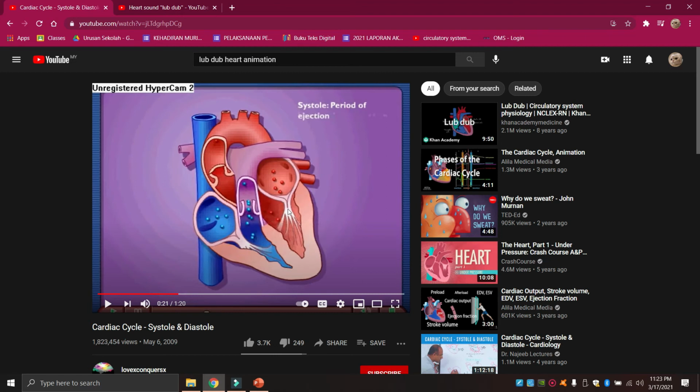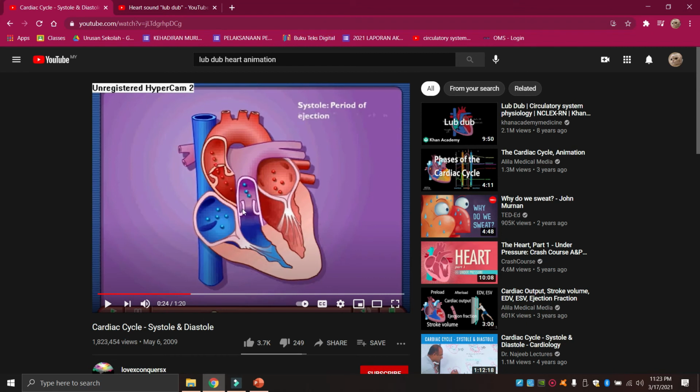Now you can see the tricuspid and bicuspid valves are closed and the semilunar valve is open. Just now when this one closed, it produced a dub sound. This one is diastole, right? So now the ventricle contracts and pushes the blood to the pulmonary arteries. You can see the semilunar valve is open, allowing the blood to go to the aorta or the pulmonary artery. That will produce the lub sound.